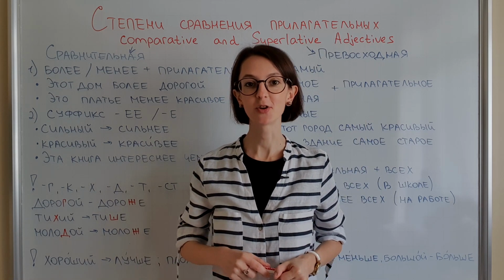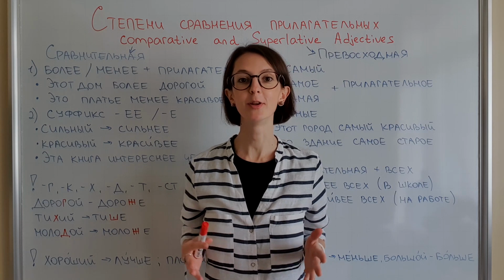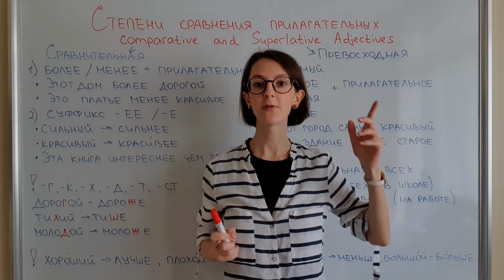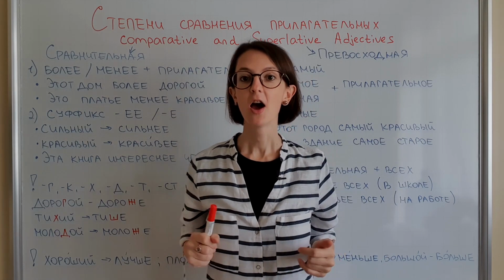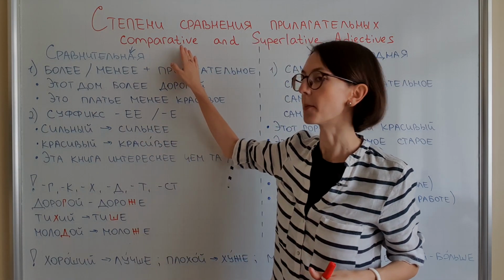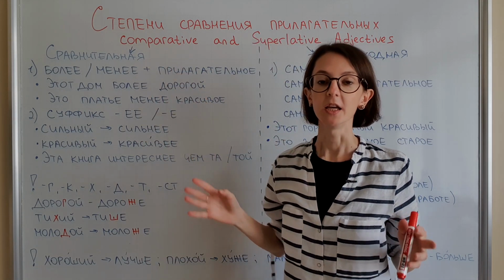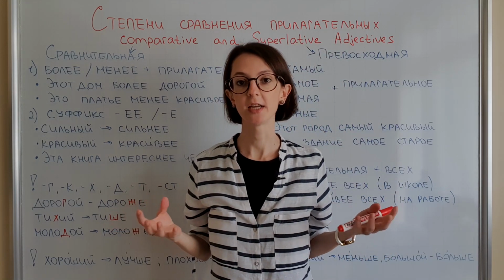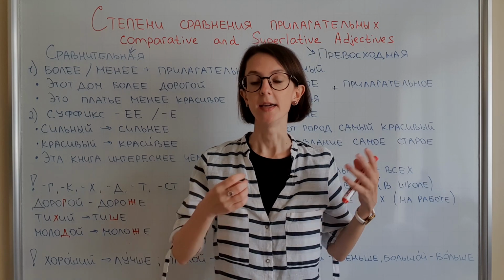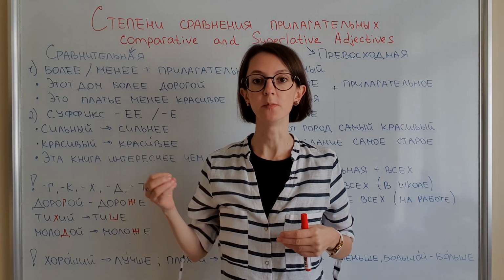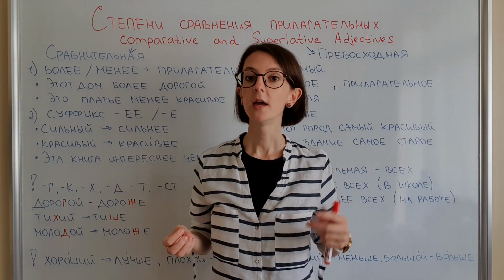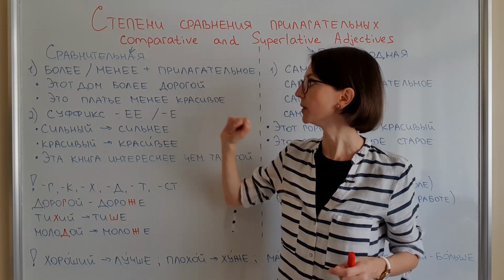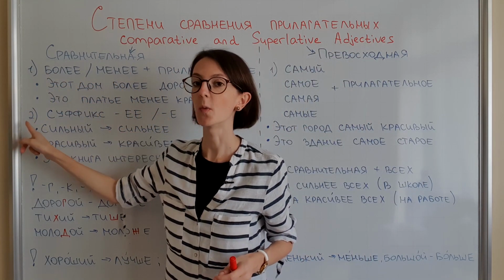Today we are going to talk about adjectives and we will learn how to make comparative and superlative forms of adjectives. We are going to start with comparative form. If you want to compare two objects, if you want to say that something is more expensive or bigger or smaller, then you need to use comparative form. Here we have two ways.